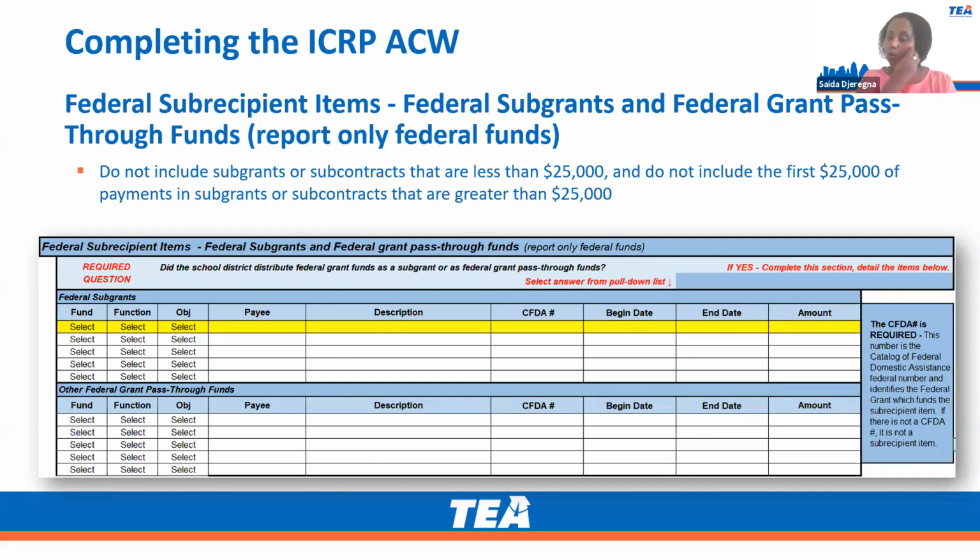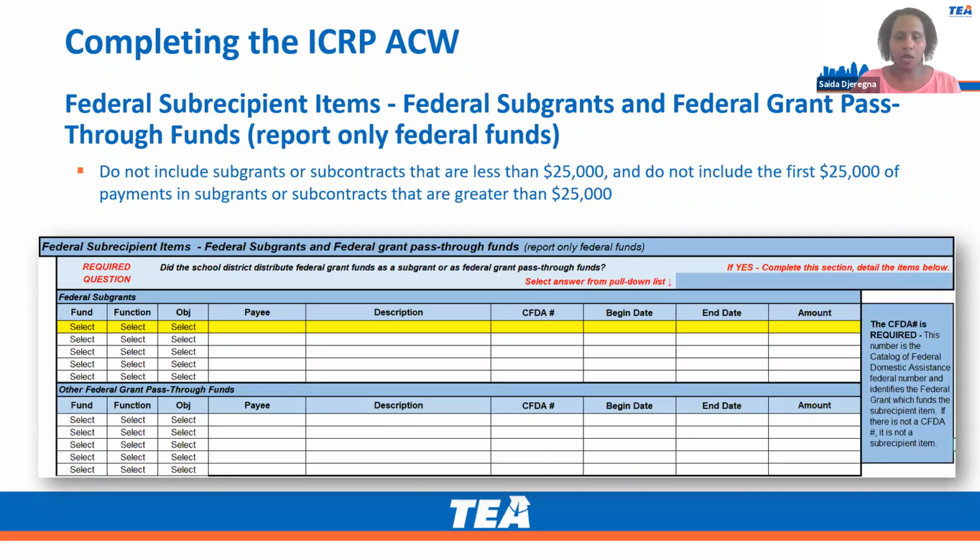One of the most common questions we get on this section is what's the difference between subgrants and the pass-through funds? The federal subrecipient section is used if your district issued a subgrant for food service program and or other pass-through funds, funds given to other entities that are not fiscal agents or member districts of an SSA. Again, I would like to highlight here that for the purpose of the ICRP ACW, we have separated payments to fiscal agent SSAs from other federal subrecipient items to define cost.